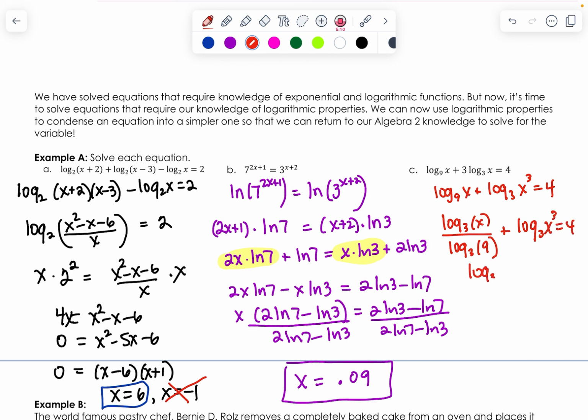Well, the denominator is 2. So that's like saying 1/2 log base 3 of x plus log base 3 of x cubed.